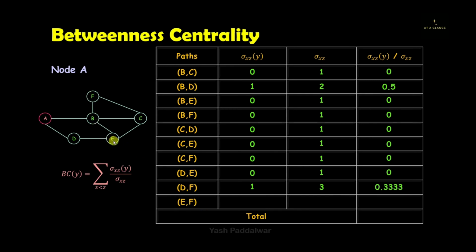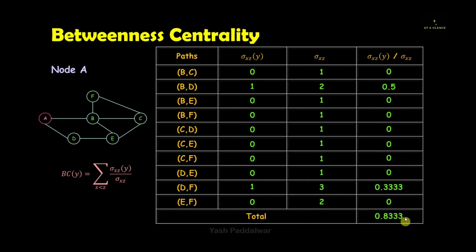The last path is EF. So you can see that for reaching from E to F, we have 2 shortest paths. One is EBF and the other one is ECF. So in place of sigma xz, we can write 2. Out of these 2 paths, we do not have any single path that contains the node A. So therefore we can write 0.